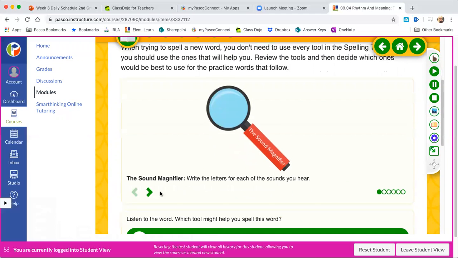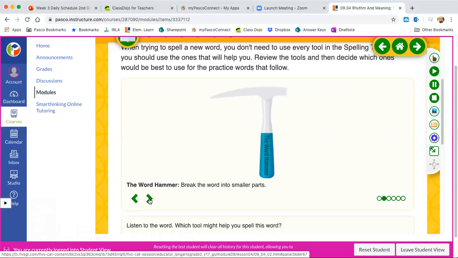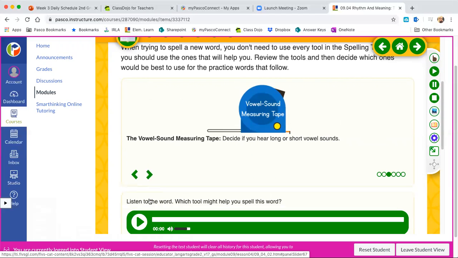So they're going to go down here and, oh, look what I see again, little green arrows and the green circles. This tells me that I need to scroll through these and look at each one. So they're just helping you with some reading tools that help you sound out words or figure out tricky words when you're stuck. The sound magnifier, the word hammer, the vowel sound measuring tape.